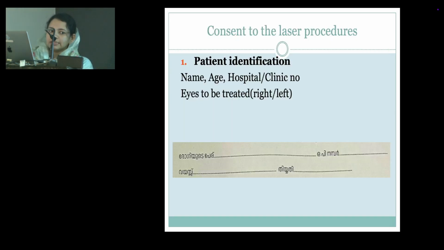Okay. The next important thing in every laser procedure is the consent. So the consent form should start with the patient identification.